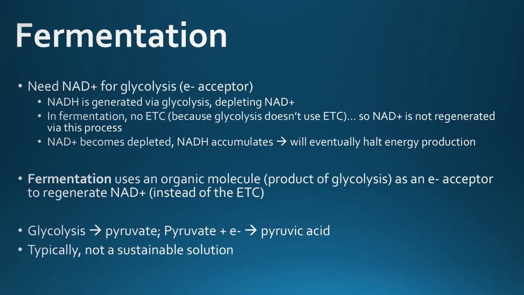So what occurs is fermentation is going to use an organic molecule other than oxygen. It's going to use another organic molecule as an electron acceptor in order to regenerate the NAD+. So you go through glycolysis, you produce your two pyruvate molecules, but instead of the pyruvate molecules going to the mitochondria and pyruvate oxidation occurring, the pyruvate molecules are going to be converted into something else.